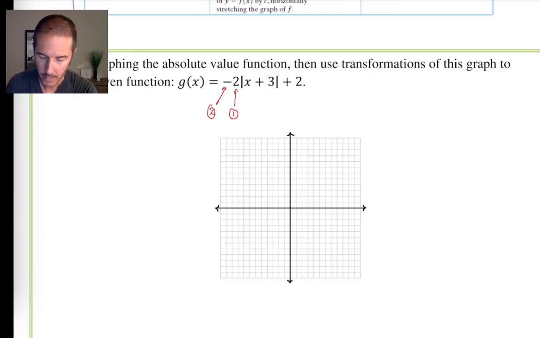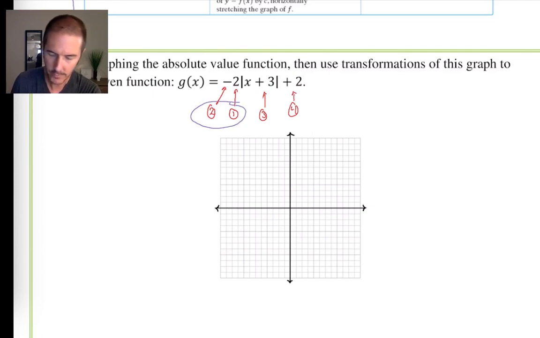The third thing I'll do is I'll deal with that plus 3 in there, and the fourth thing I'll do is work with the 2 that's happening on the outside of the function, the addition of the number 2. So we're doing stretching and reflecting first, and then we're doing vertical and horizontal shifting second.